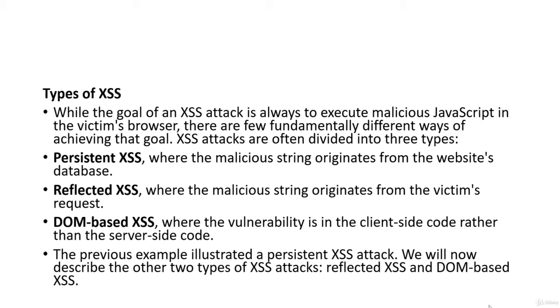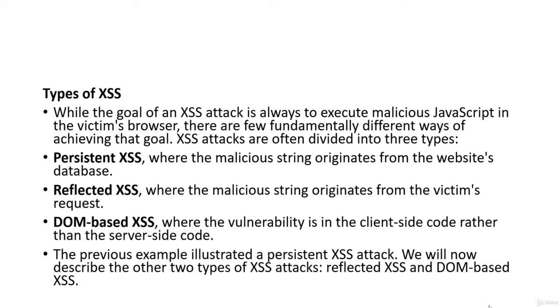The first one here is persistent XSS. This persistent XSS is the type of XSS where the malicious string originates from the website database. So you are getting access to the website database. Every time you log into some page, it will be visible, or reflected, to all of the users. It won't be dedicated to a particular user. All of the users that visit that particular website will be affected by this persistent XSS attack.